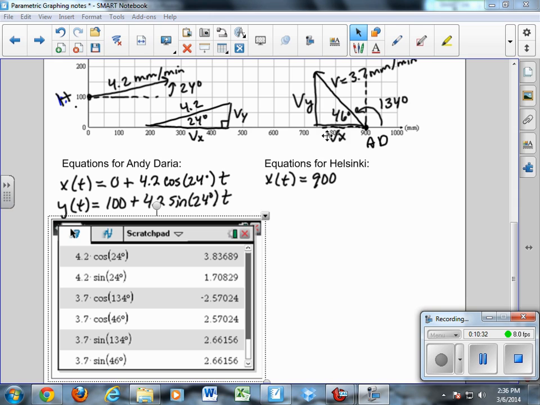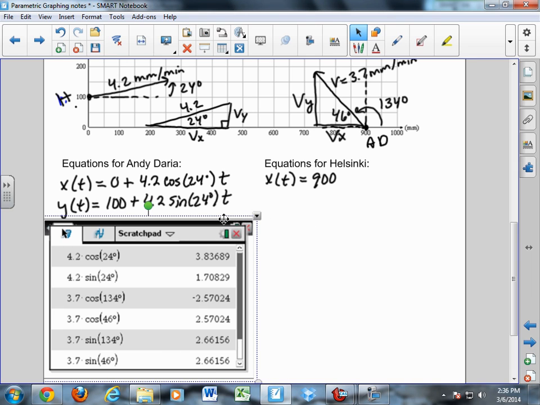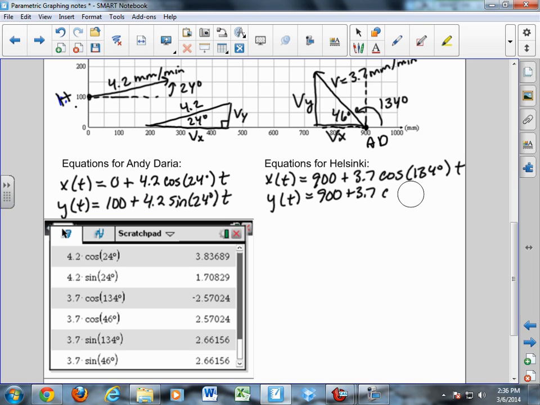So here's what I would suggest. This is the way I would suggest to write it. x of t is equal to 900 plus 3.7 cosine of 134 degrees t, and y of t is equal to 0 plus 3.7 sine of 134t. Doing it this way, because of the 134 being in quadrant 2, it automatically makes your x component negative.